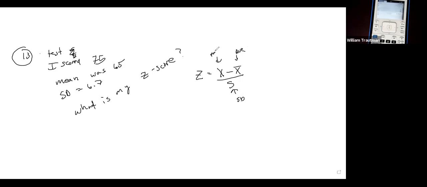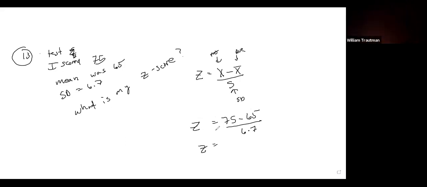In this case, it's my score. So I score a 75. The average score was 65. Standard deviation was 6.7. So that's what my Z-score will be, and I'm going to put that in my calculator. And this brings up a really good point. Let me see. It's 75, not 7.5. Sorry. 75 minus 65, I hit enter, and then I'm going to divide it by 6.7.